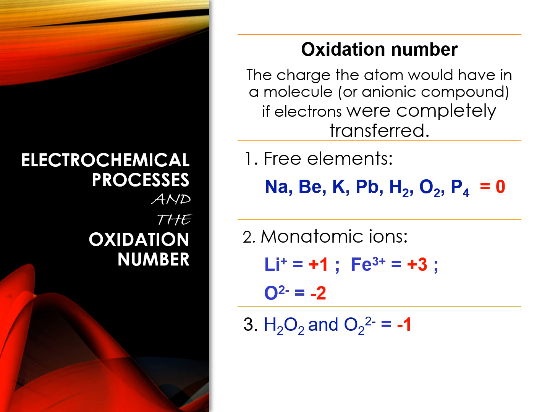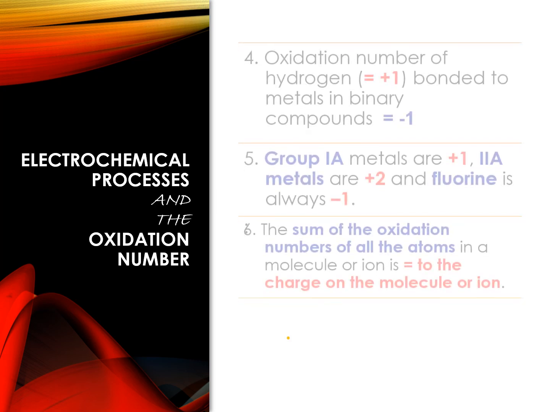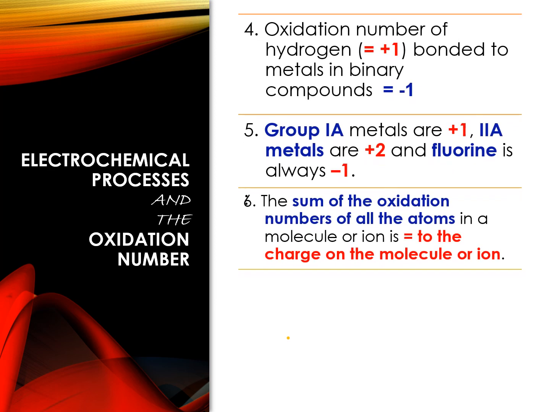While the oxidation number of oxygen is usually negative 2, in hydrogen peroxide H2O2 and peroxide ion O2 2 negative, the oxidation number is negative 1. The oxidation number of hydrogen is positive 1, except when it's bonded to metals in binary compounds. In these cases, its oxidation number is negative 1. Group 1A metals have positive 1 oxidation number, Group 2A metals positive 2, and fluorine has always negative 1.